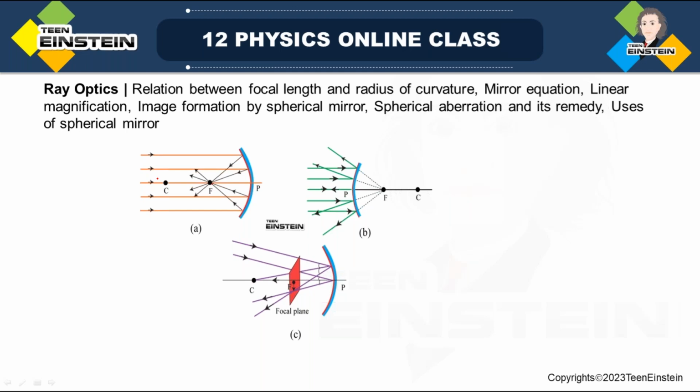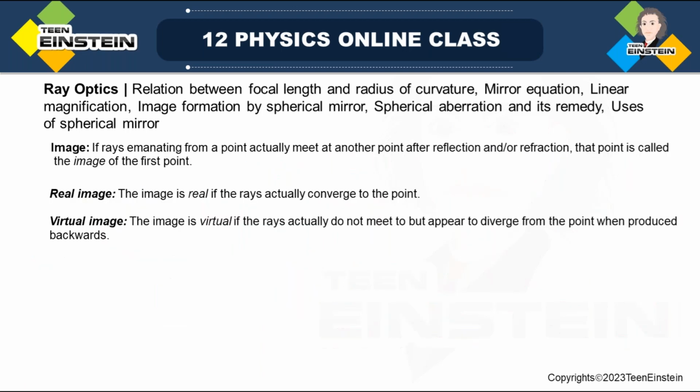So what is an image? Image is actually a direct one-to-one correspondence between the object and the point where the rays after reflection meet. So rays emanating from a point actually meet at another point after reflection or refraction, or maybe in both cases. That point is called the image of this first point.